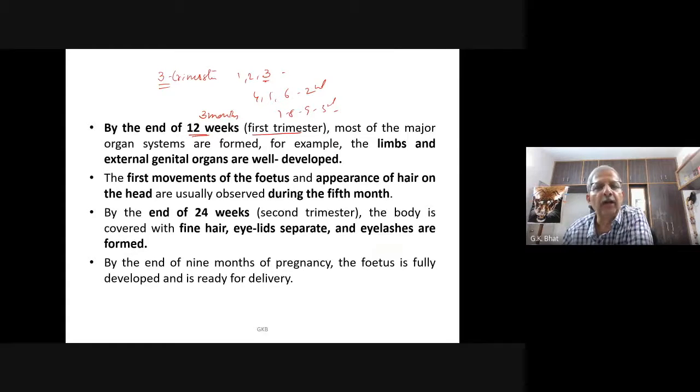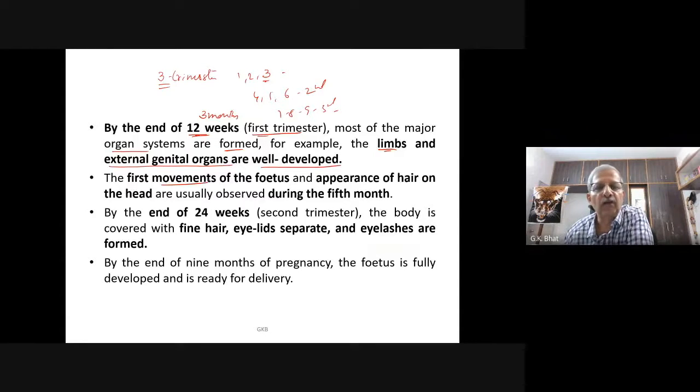So, by the end of 12 weeks, that means the first trimester, most of the major organ systems are formed. For example, the limbs and external genital organs are well developed. But you still cannot distinguish whether it's male or female. Limbs and external genital organs are well developed by the end of 12 weeks.